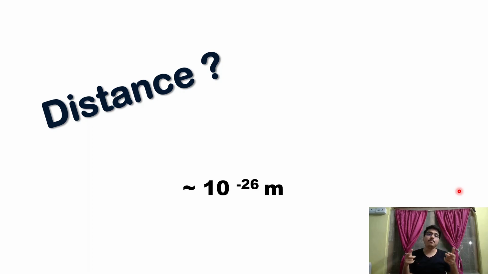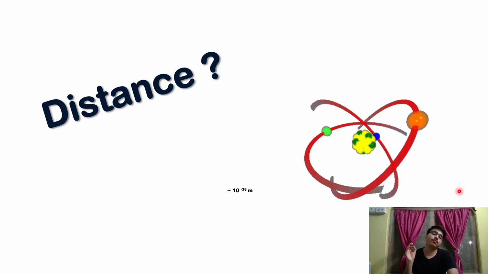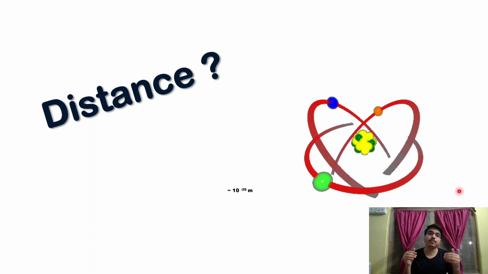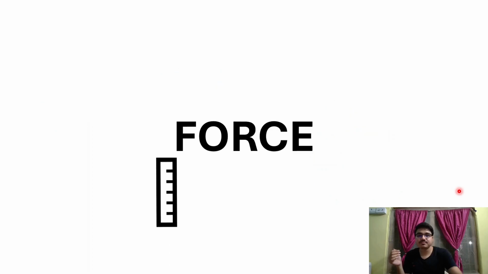That is 1 followed by 26 zeros. Do you know how much that is? This number is so small that it is much smaller than an atom. As a result, we can't see it.